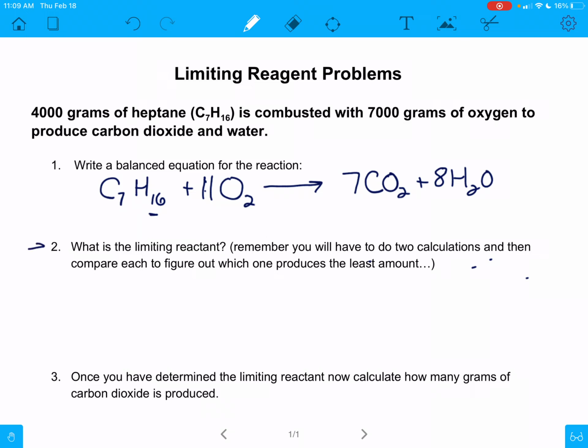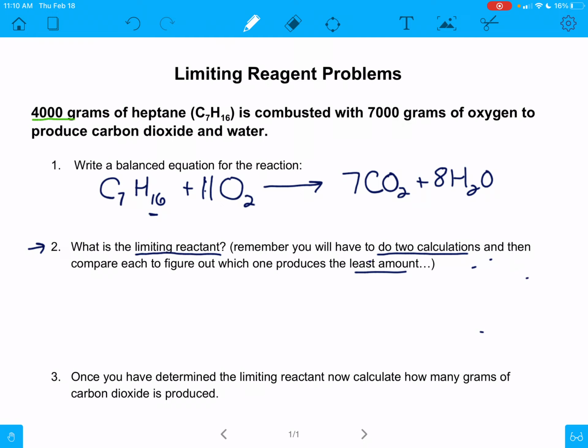The next thing I need to do is figure out what the limiting reactant is. To figure that out, I have to do two different calculations and pick the one that produces the least amount of product. The limiting reactant is the one that produces the least amount, because that's the one we're going to run out of first. So I'm going to do two different calculations, one in green and another in a different color. Let's do the first one.